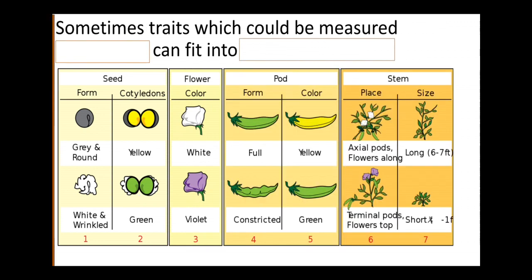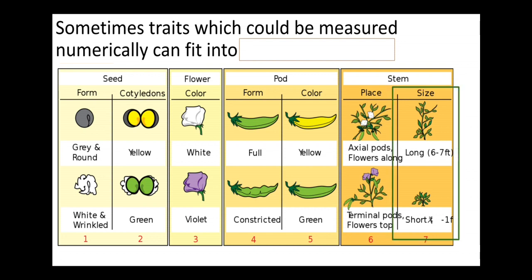Now, one thing that can be confusing when talking about biological data is sometimes traits, sometimes features of organisms, could be measured numerically, and perhaps in a different study or a different organism, they would be studied numerically. Like, for example, one thing Mendel investigated was the size of pea plants. However, his pea plants fit nicely into two different categories. They were consistently either short or they were consistently long, so there was no need to measure them.